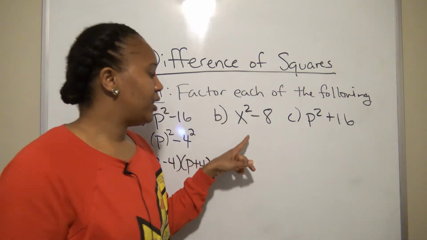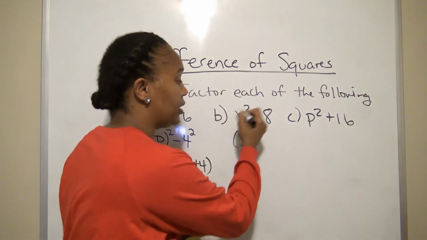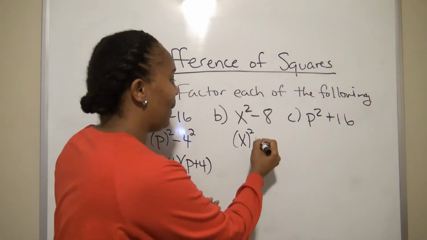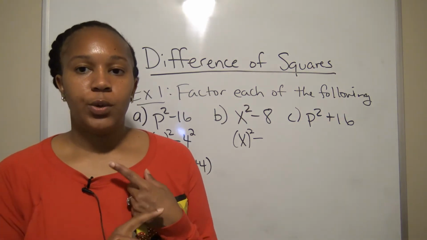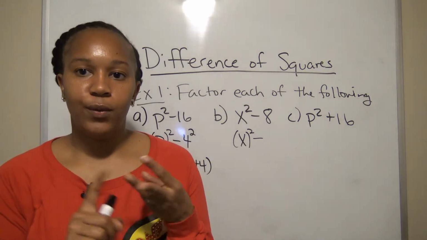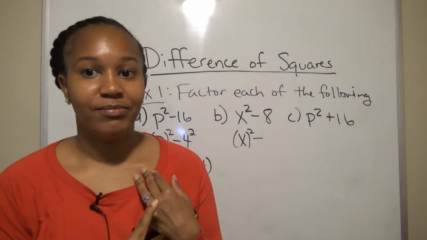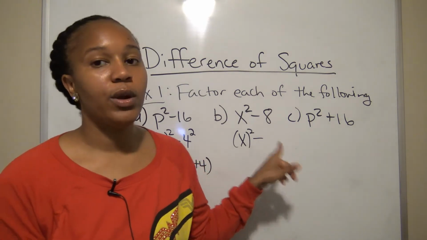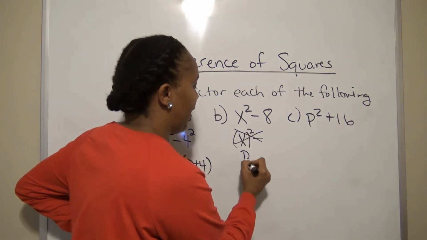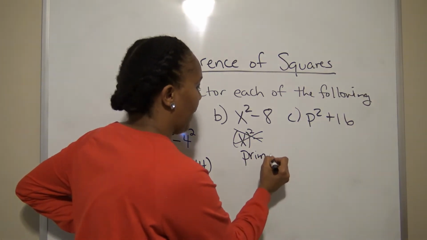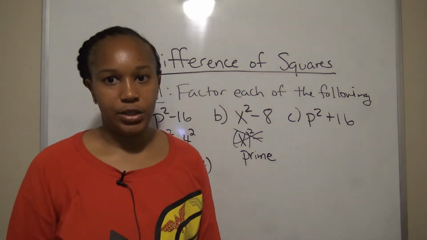Alrighty, what about this one? X squared minus 8. X squared is just x squared. But what about 8? Can you rewrite 8 as something squared? So 1 squared is 1, 2 squared is 4, 3 squared is 9, 4 squared is 16. So no, you cannot rewrite 8 as something squared, and so therefore this one cannot be factored, which we call prime. A prime polynomial means it cannot be factored, okay?